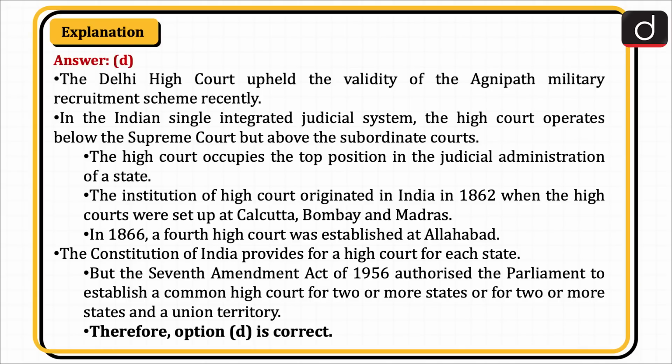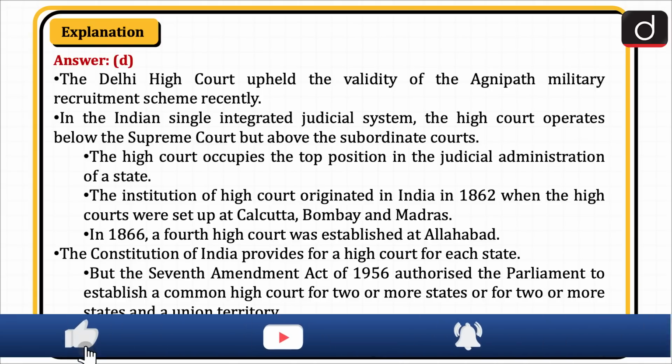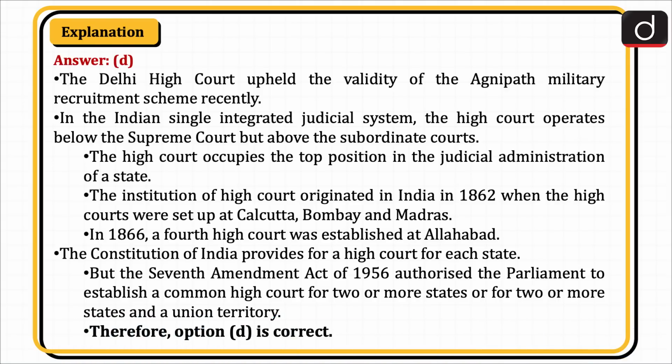The Delhi High Court upheld the validity of the Agnipath military recruitment scheme recently. In the Indian single integrated judicial system, the High Court operates below the Supreme Court but above the subordinate courts. The High Court occupies the top position in the judicial administration of a state. The institution of High Court originated in India in 1862 when the High Courts were set up at Calcutta, Bombay and Madras. In 1866, a fourth High Court was established at Allahabad.